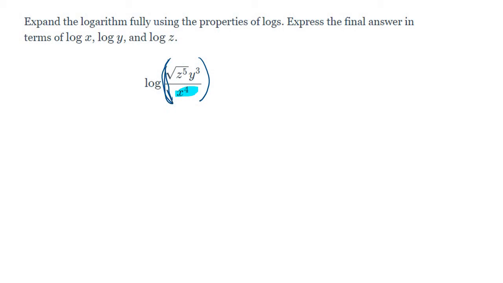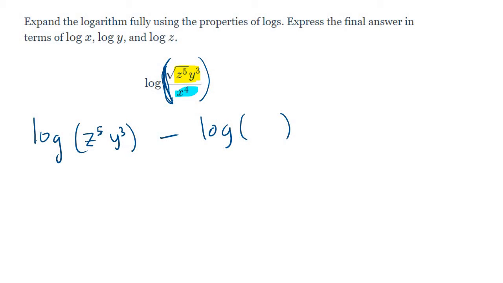First of all, using the division or quotient property, I'm going to keep that as log of a quantity minus another log of a quantity. This top quantity is coming in here, z to the 5th, y to the 3rd, and then this is x to the 4th, and then there's the square root over this. I need to rewrite it. There's the square root over that. Okay, so we're almost ready to expand it further.